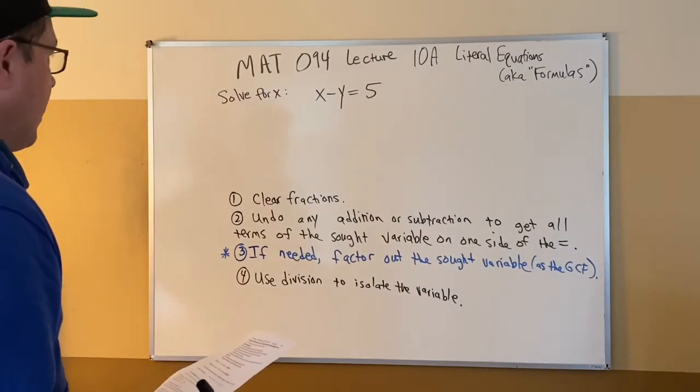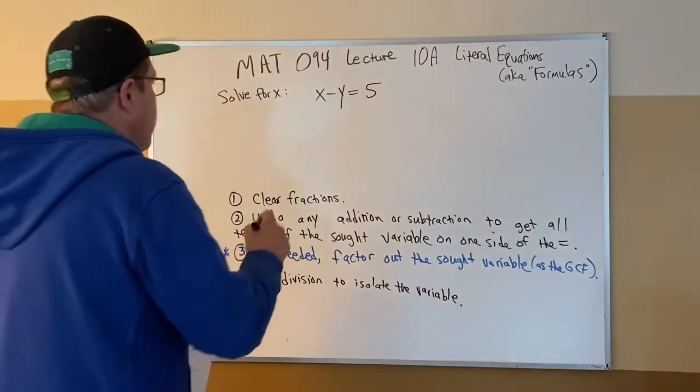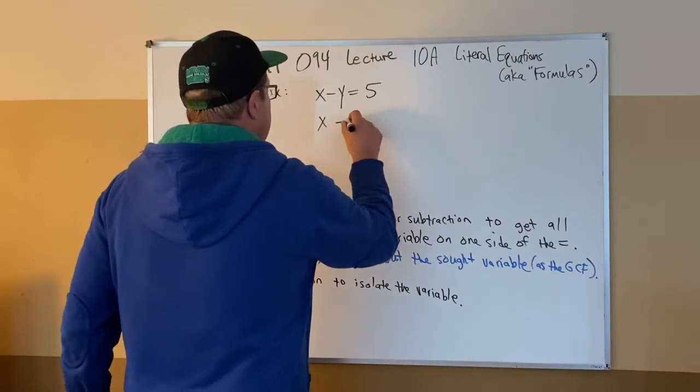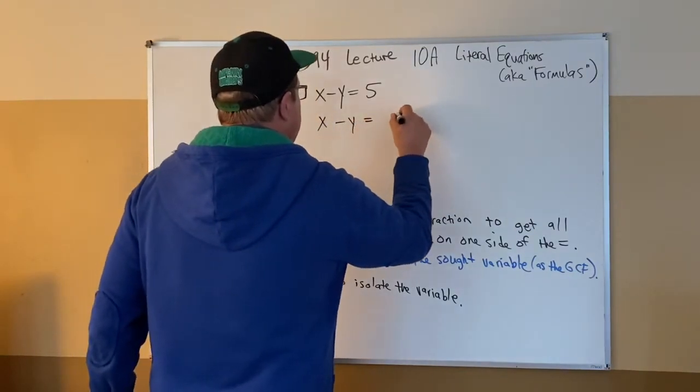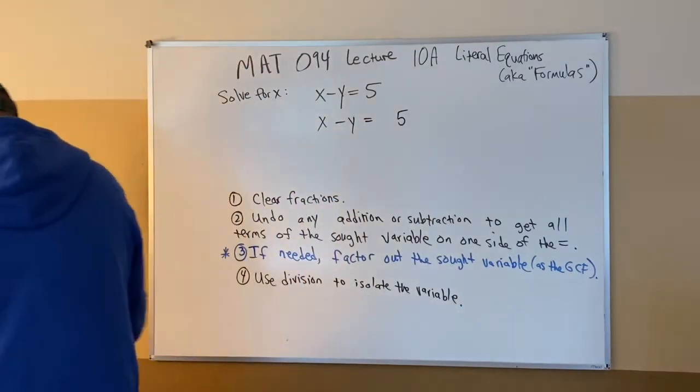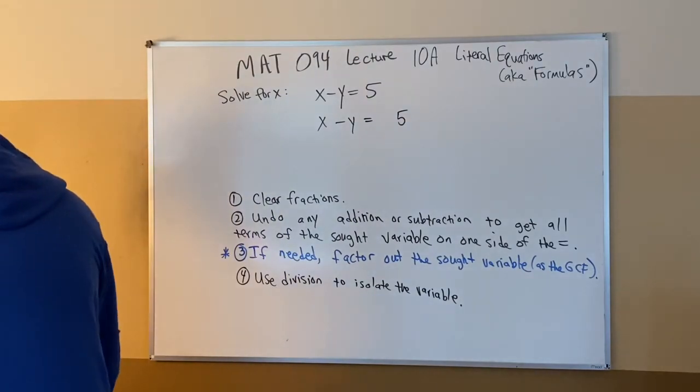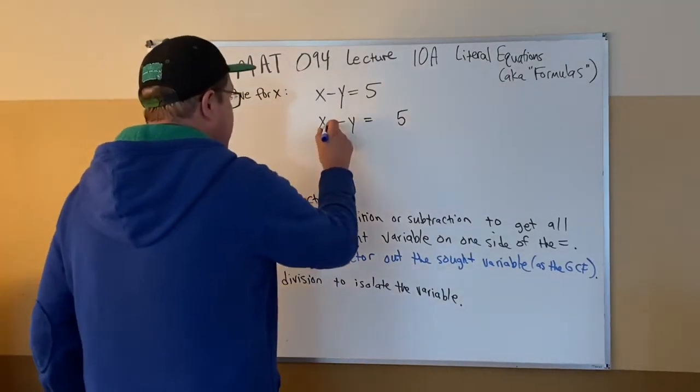So we want to solve it for x. Let's see what we got here. We have an x, we have a dash, we have a y, then we have equals, and then we have a 5. What do we have, and how are we going to work with it? I'm going to plus negative y.